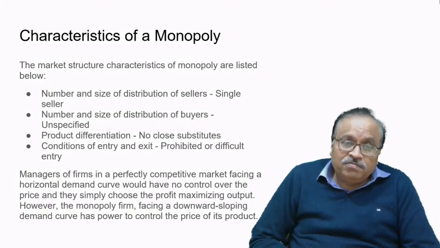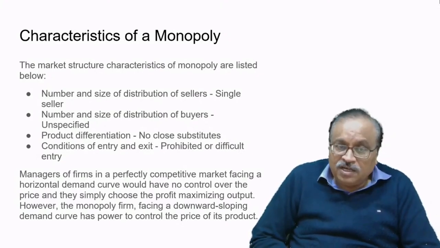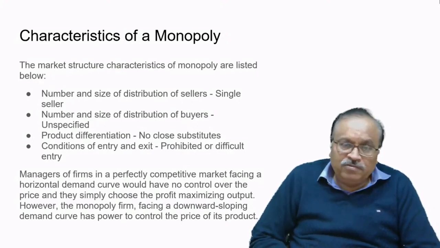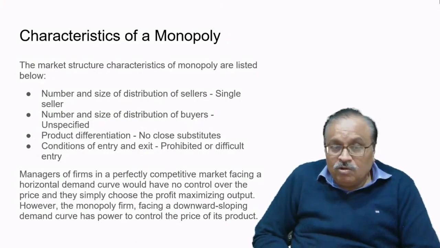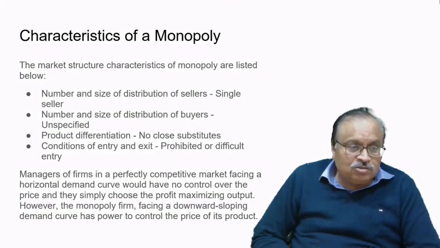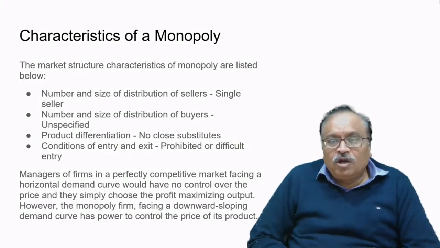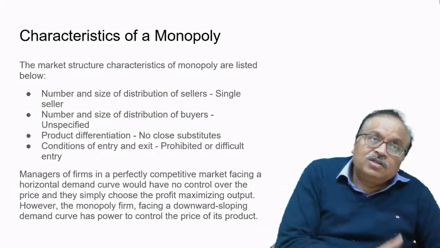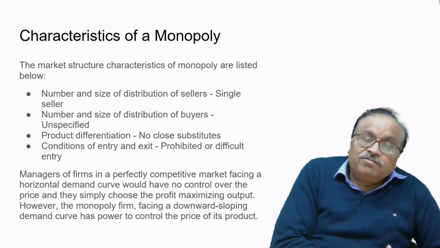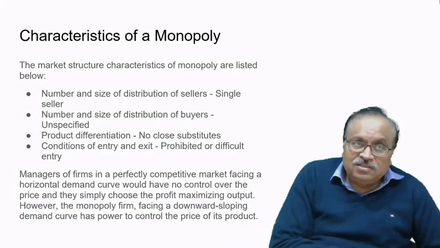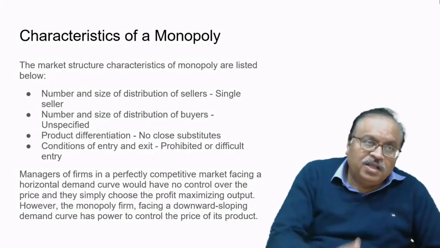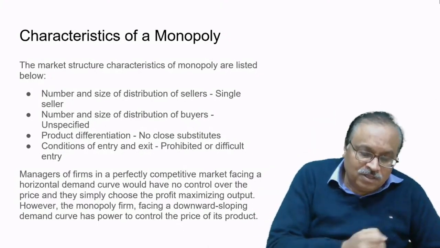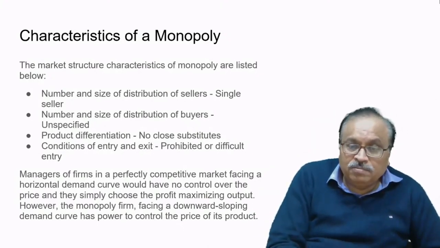Managers of firms in a perfectly competitive market facing a horizontal demand curve would have no control over the price, and they simply choose the profit maximizing option. However, the monopoly firm facing a downward sloping demand curve has the power to control the price of its product. There the demand curve was horizontal, so the firm didn't have any command over the price it can charge for the product. But here, being a monopoly, the curve is downward sloping, so there is a chance for the firm to control the price of its product.